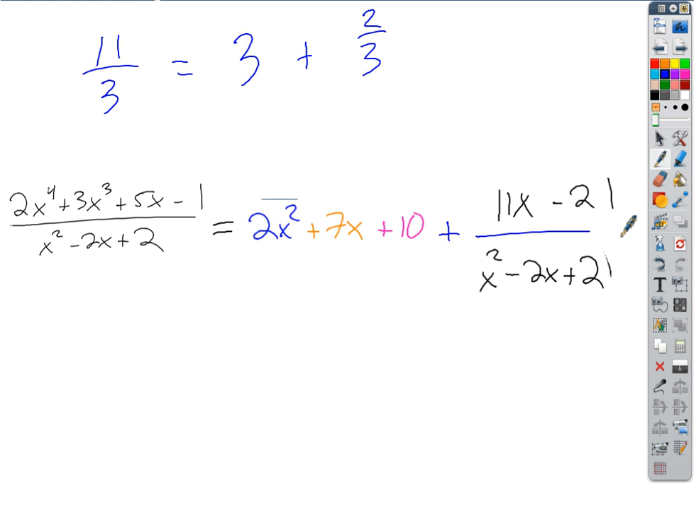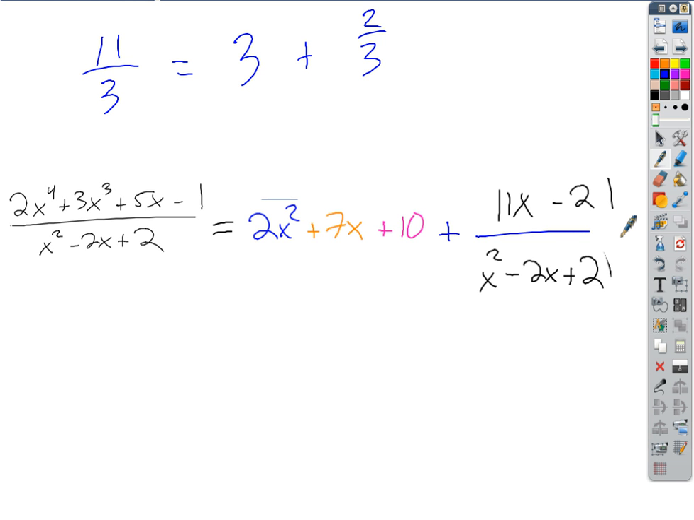That's our answer. Does that make sense? Okay, this is what our remainder was. That's our original denominator. So that's your answer? That's the answer. Okay, thank you. That's it. Okay, and they're all like that.